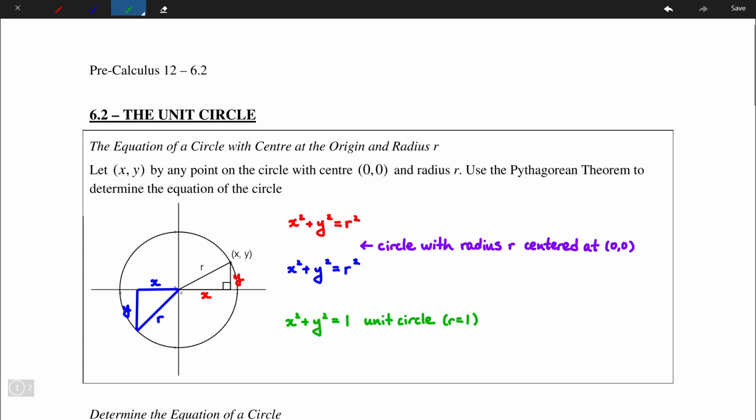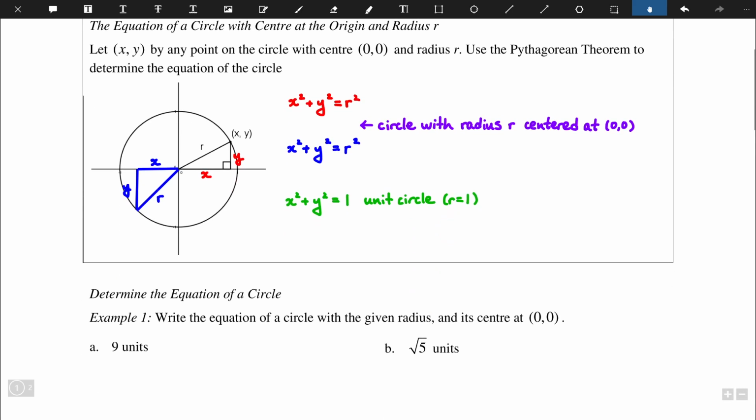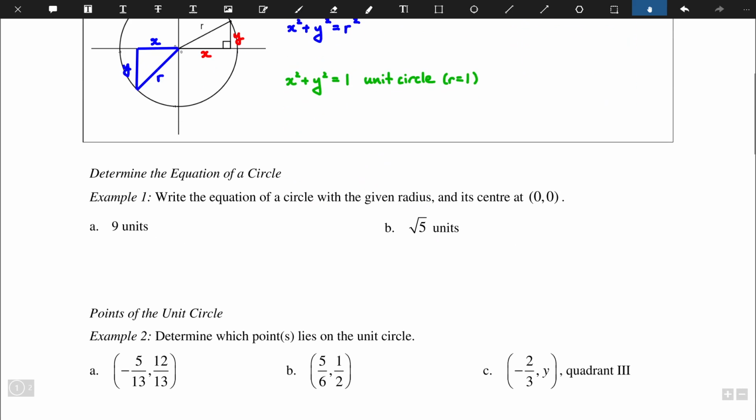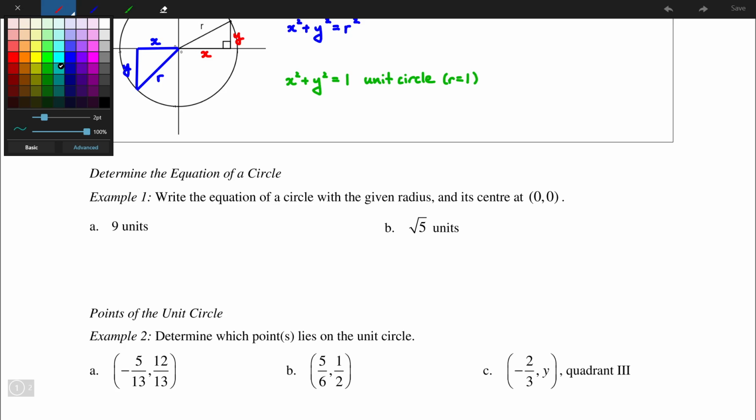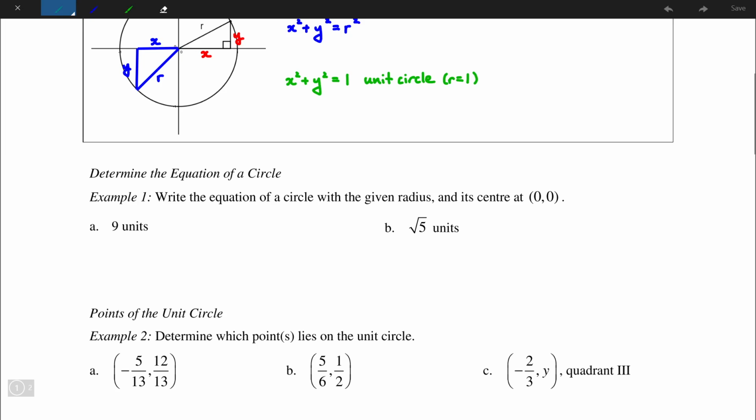Okay. So using this information, we can write the equation of a circle with any given radius and have its center be at (0, 0). For example, if we're looking at a circle with radius 9, we simply have x squared plus y squared equals 81. And if the radius is root 5 units, then we'll have x squared plus y squared equals 5, since root 5 squared is 5.